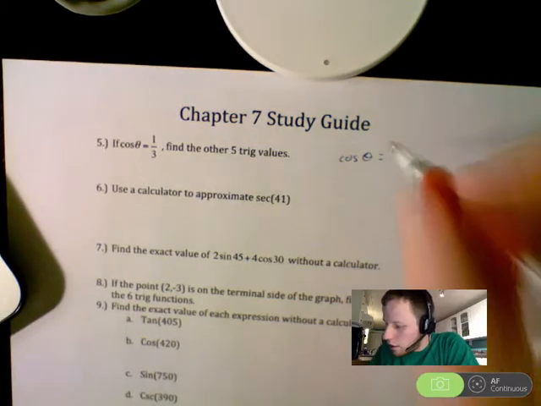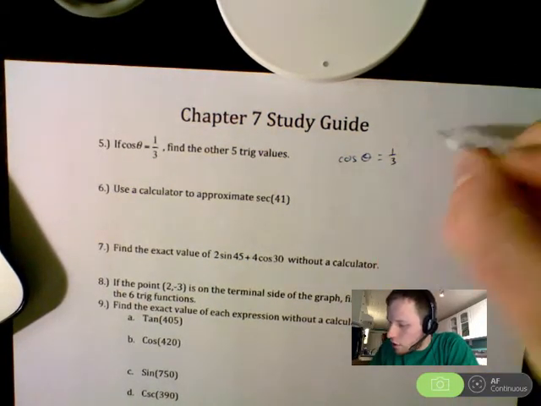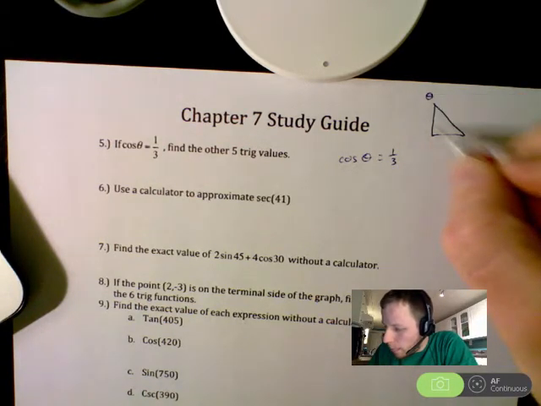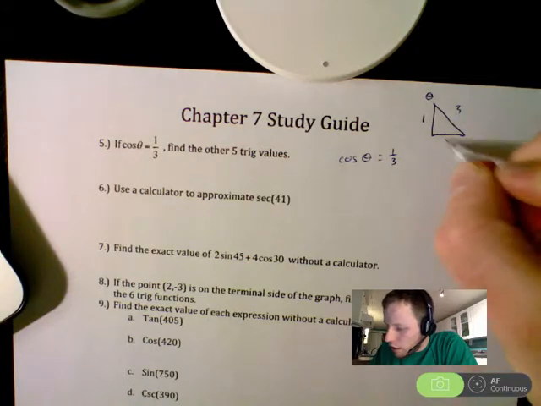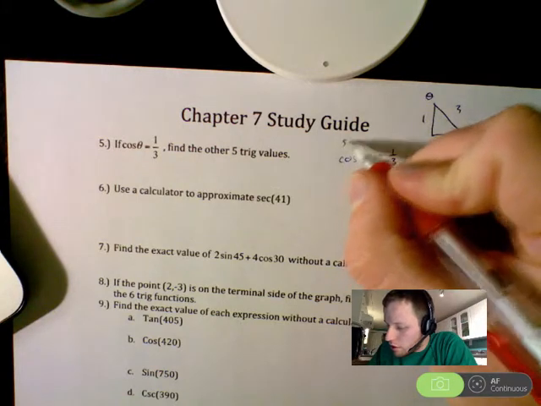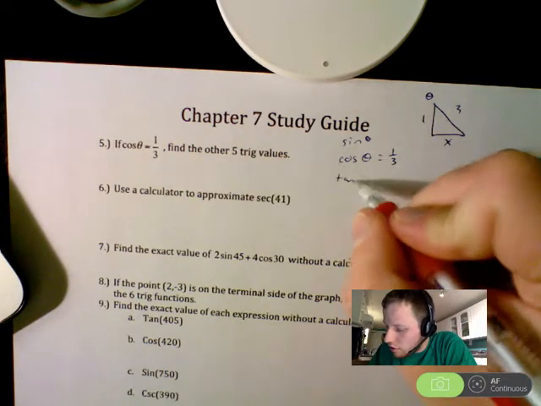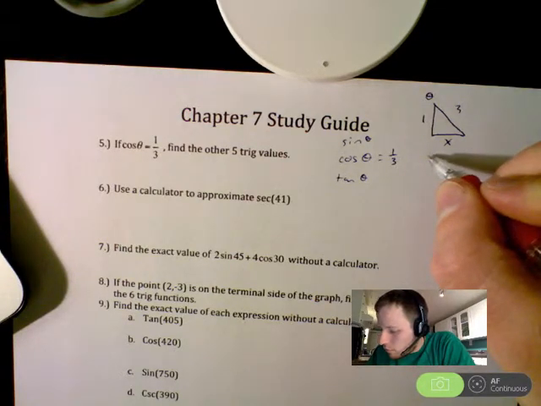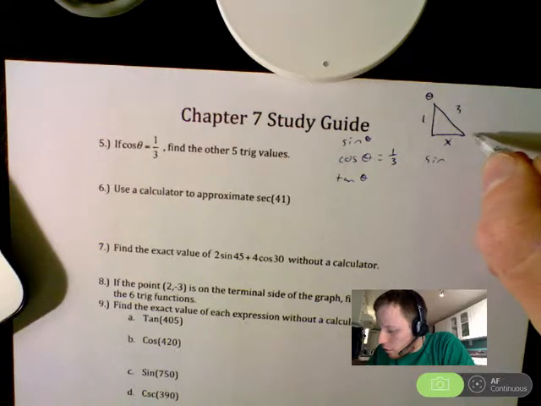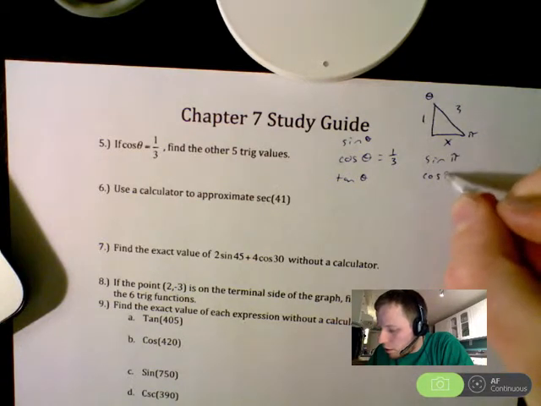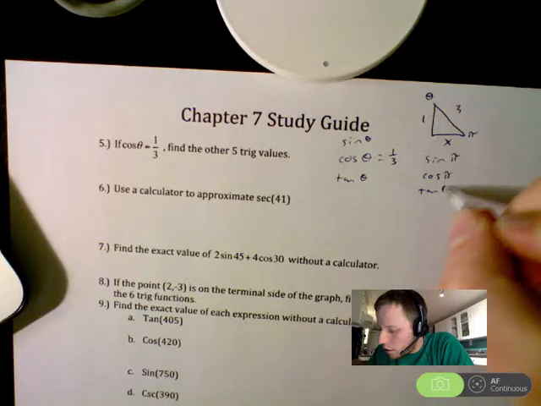Now cosine of theta we know is 1 over 3. So we have this triangle where if this is theta, adjacent is 1, hypotenuse is 3. Now we need to find what x is to give us our other 5. Sine of theta, tangent of theta, sine of, I'm going to call this, I'm just going to give this a pi symbol just because I want to. Cosine of pi, tangent of pi.